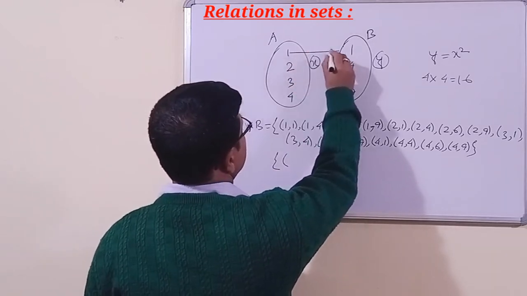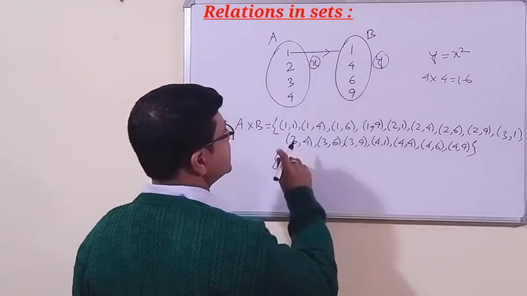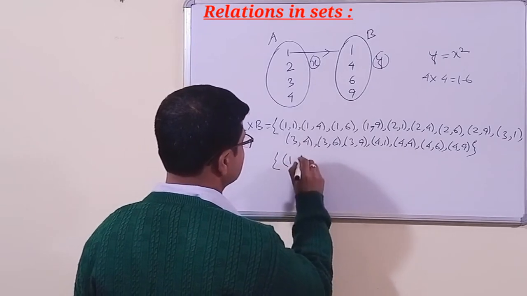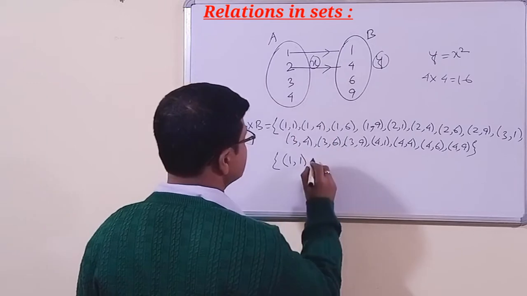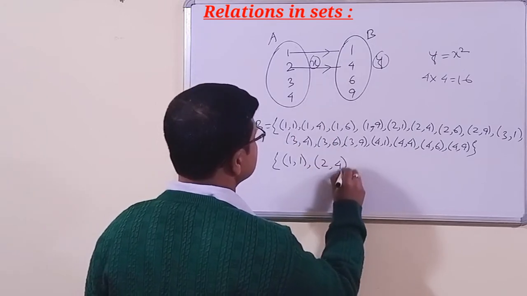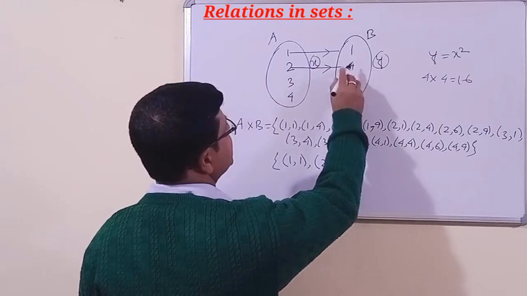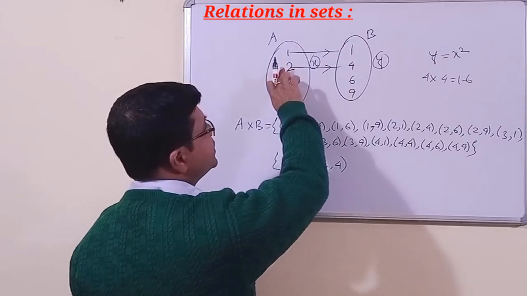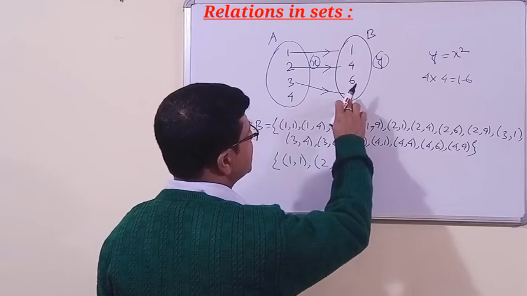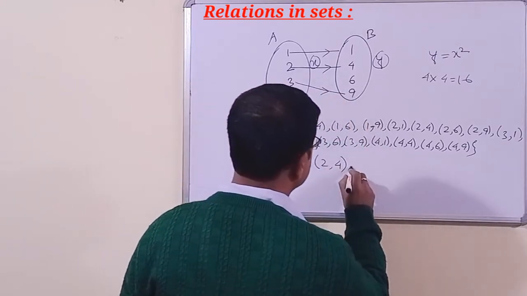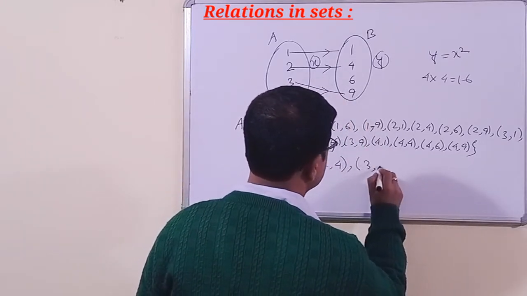1 is related with 1 because 1 is a square of 1. That is correct. 1 is related with 1. This 4 is related to 2, because 4 is the square of 2. Then this 3 is related to 9 because 9 is the square of 3. So 3 arrow 9.